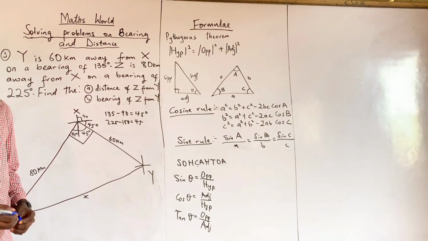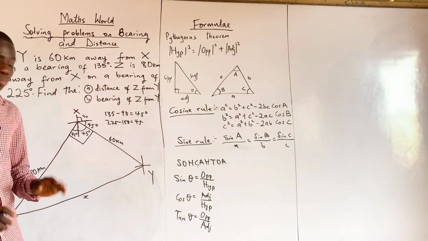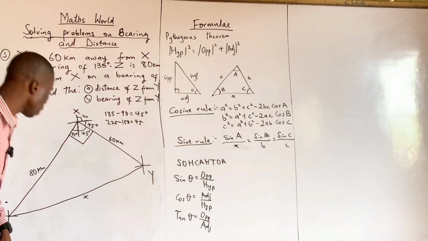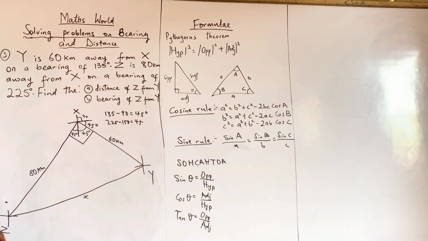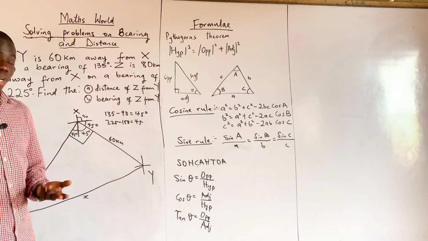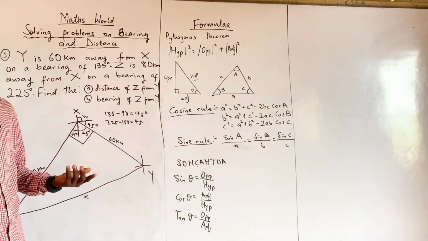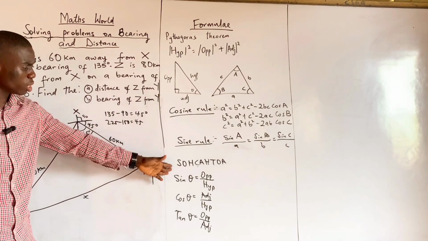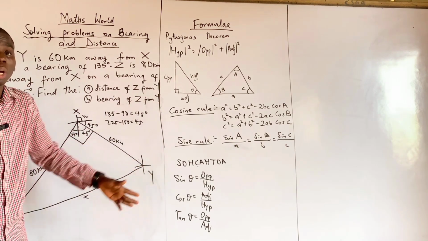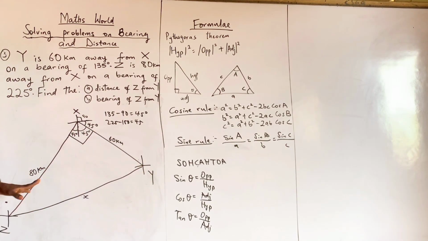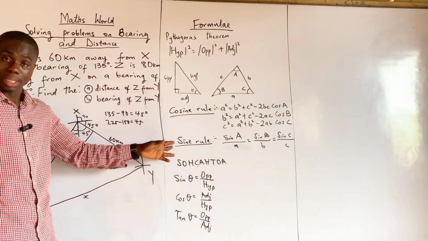Let me call this place X. I will solve A before I move to B. So if I call this place X, how can I get this X? Although I can use Pythagoras theorem, since this is 90. But second question, if I can use Pythagoras theorem, why didn't I use it? I'm going to use either of these now.